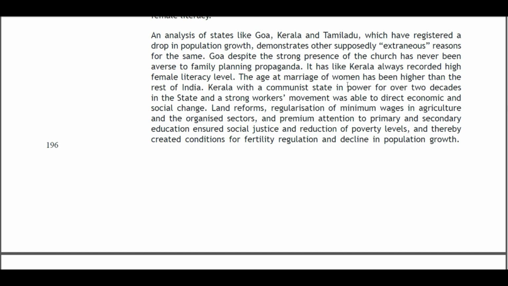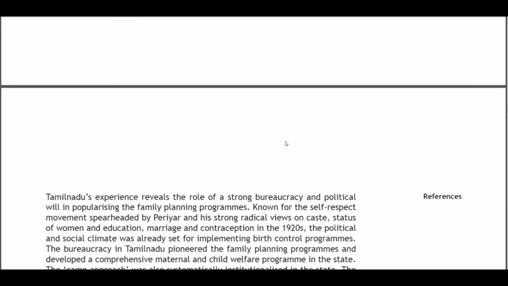Kerala, with a communist state government in power for over two decades and a strong workers' movement, was able to direct economic and social change. Land reforms, regularization of minimum wages in agriculture and the organized sector, and premium attention to primary and secondary education ensured social justice and reduction of poverty levels, and thereby created conditions for fertility regulation and decline in population growth.